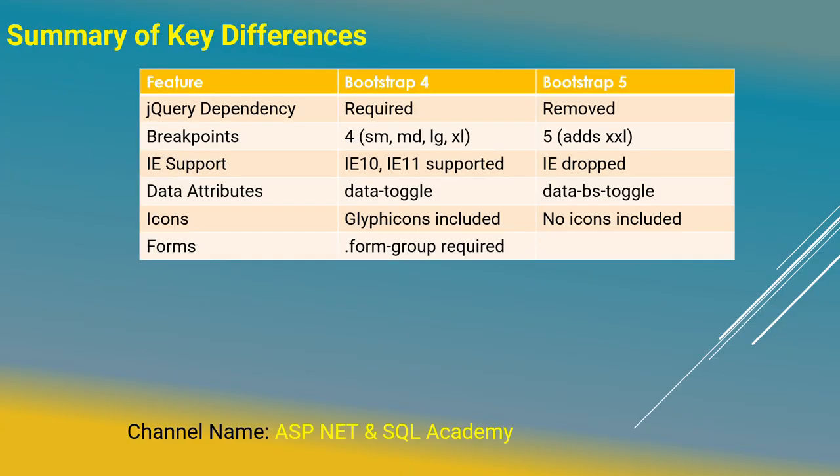To summarize, Bootstrap 5 removes jQuery, adds a new breakpoint, drops IE support, changes data attribute names, removes built-in icons, and simplifies forms markup. These updates modernize Bootstrap for better web forms integration.